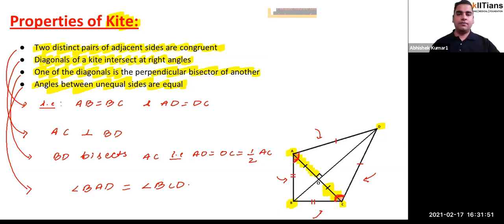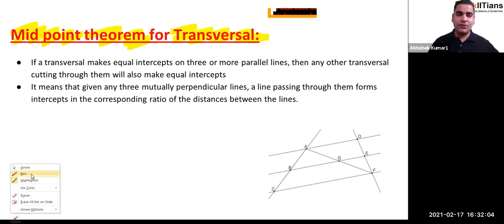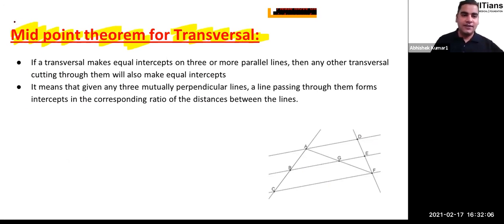All right. So this is the last important thing for your competition as well as school, I would say. Midpoint theorem for transversal. Super easy, and you will understand it better through the example that I will be taking after this. This is quite important. What does it say? It says if a transversal, here this is the transversal we have, AF, makes equal intercept on three or more parallel lines, then any other transversal cutting them will also make equal intercept.